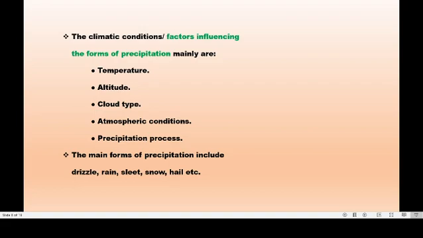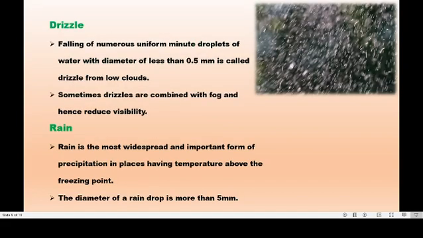There are different factors that influence the form of precipitation, I mean the form of rainfall, or the form of the fall of water. Temperature, altitude, cloud type, precipitation process, and atmospheric condition are the factors that determine it. All these five factors influence the form of precipitation in one way or another. So there are different forms of precipitation. One among them is drizzle. What do you mean by drizzle?